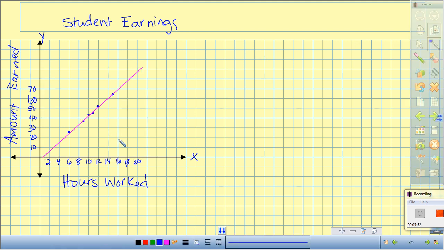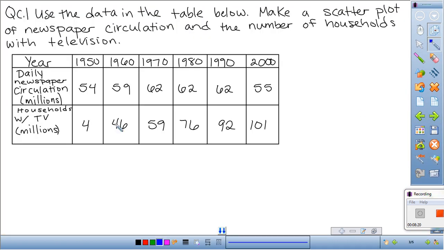And so looking at this, we can tell that there is definitely a positive correlation. When you see your points going up together, then that's called a positive correlation. If our points were going down, that would be a negative correlation. And we'll look at a no correlation in just a minute. So again, it's positive because as your hours worked increases, your amount earned increases, so they're both increasing, and it's a positive correlation. Let's look at one more.